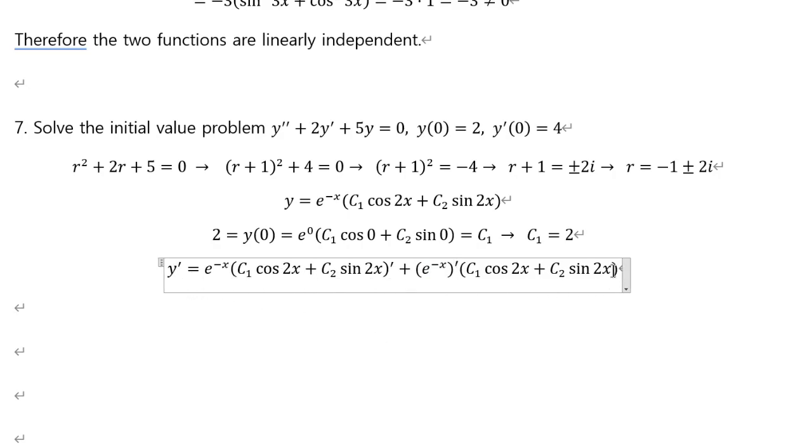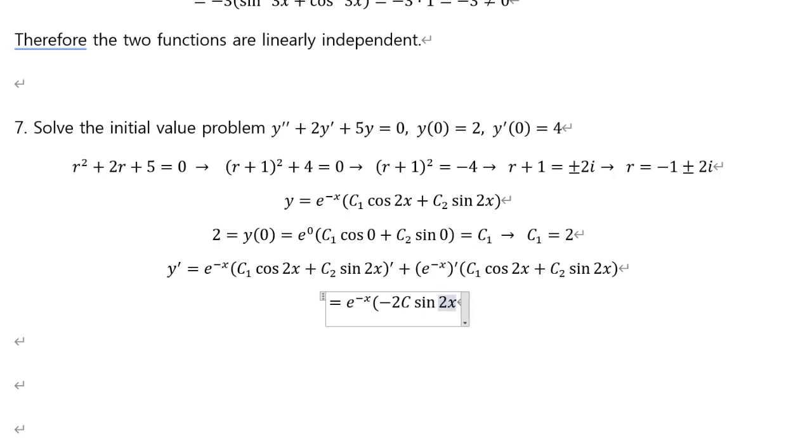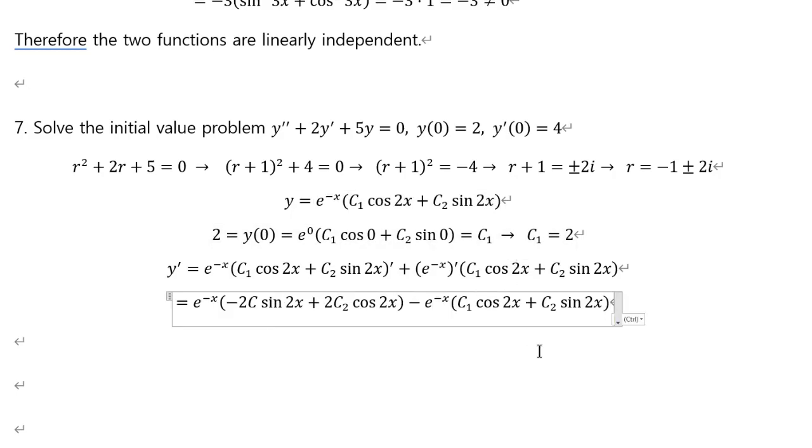And that's going to be e to the negative x. If you differentiate cosine 2x, that's negative 2 sine 2x. And then sine 2x differentiates to 2 cosine 2x. Okay. And then if you differentiate e to the negative x, it's just negative 1 multiplied, so you're just going to end up with the minus of this.